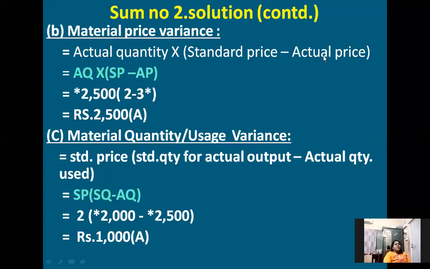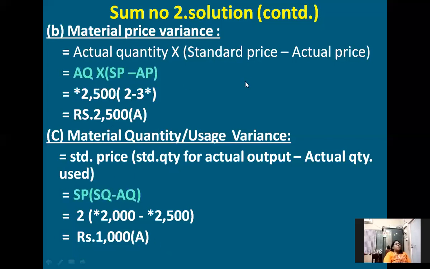In case it is price, in the brackets you will get the price. In case it is usage, in the brackets you are going to differentiate between the standard quantity and the actual quantity. So as per this calculation, the standard quantity is 2,000, actual quantity is 2,500. So minus 500 within the brackets, we are getting minus 500 into 2, minus 1,000. That's what we mentioned, rupees 1,000 adverse. Whenever you are getting a negative answer, it must be mentioned within the brackets as adverse or A. In case you are getting a positive answer, you need to mention it as favorable or F.